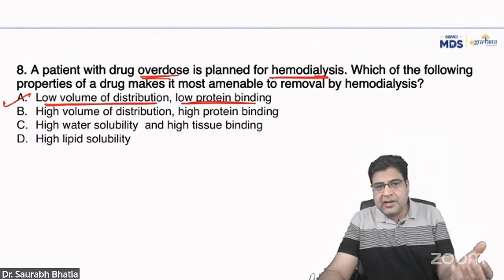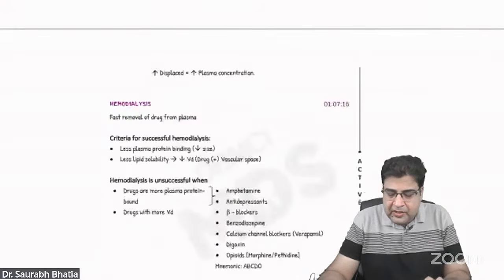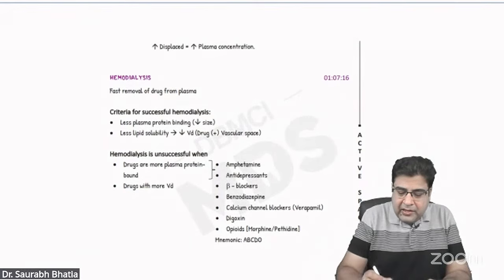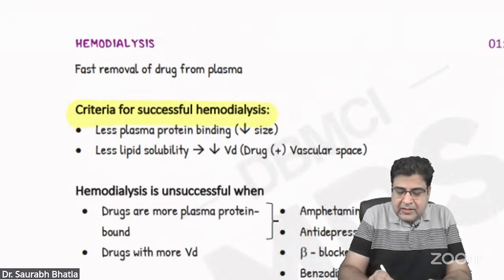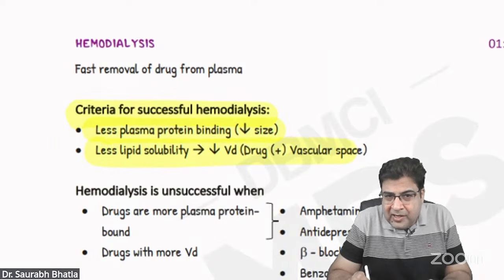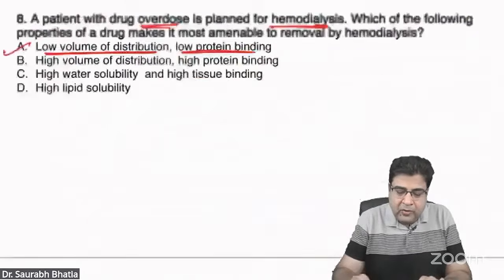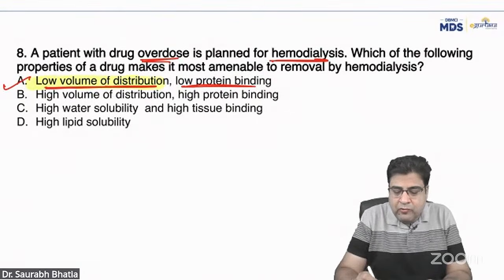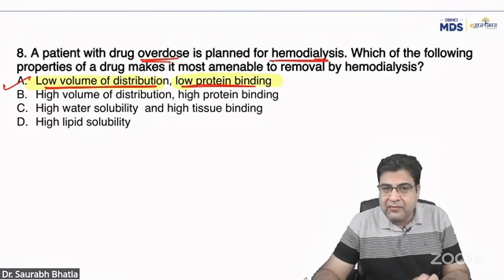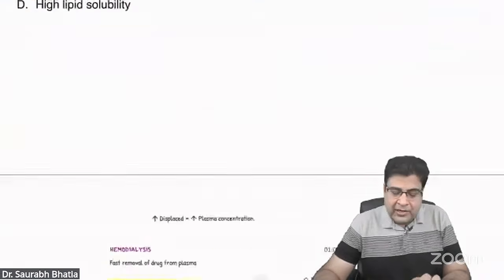Now, this question is also directly taken from our notes. We have discussed this in our notes. This was the screenshot of our notes, and you can see we have clearly given this point. Hemodialysis is only successful if the plasma protein binding is less and the lipid solubility is also less. Lipid solubility means volume of distribution. So if the volume of distribution is less, lipid solubility is less, and plasma protein binding is less, then hemodialysis is successful. We have already covered this in our notes, so it was directly taken from our notes.